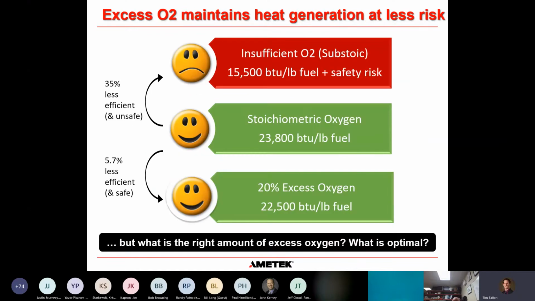And so when it comes to designing for proper operating procedures, we always recommend that you operate with excess air and you measure that with a combustible detector. The alternative, running substoichiometric, becomes an unsafe and less efficient condition. So the question is, what's the right amount of excess oxygen? And this will get us into the zone of thinking about combustion measurements. So what's the right amount of excess oxygen?